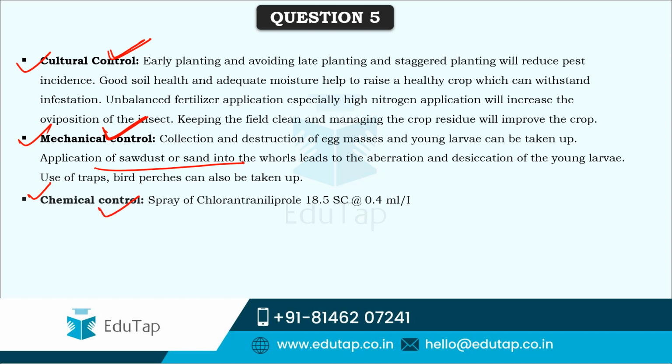Next is chemical control, where chemicals can be used, like here spray of chlorantraniliprole 18.5 SC. These are the various formulations, like granular, emulsifiable concentrate, so the EC, SC, these are all the various types of formulations of the insecticides that can be taken up. Or last is biological control, which is one of the best, effective, least harmful to nature.